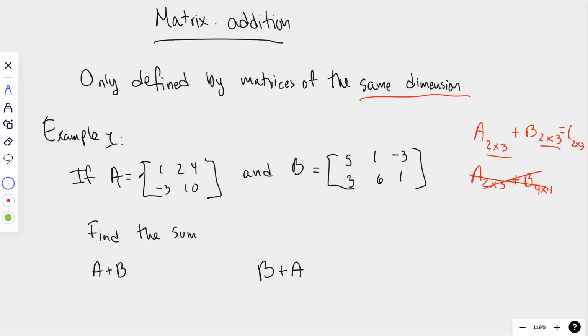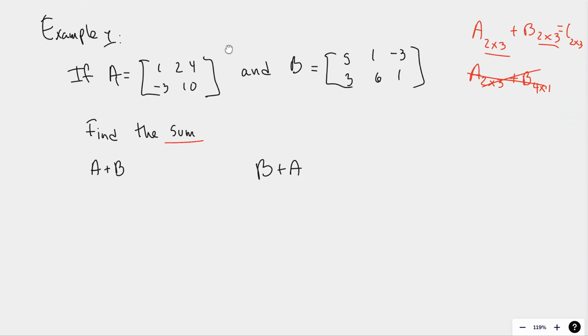Now let's look at example number 1. Here we have A is equal to this matrix 1, 2, 4, negative 3, 1, 0. And B is 5, 1, negative 3, and on the second row, we have 3, 6, 1. And what we have to do is find the sum. So let's try to find the sum.